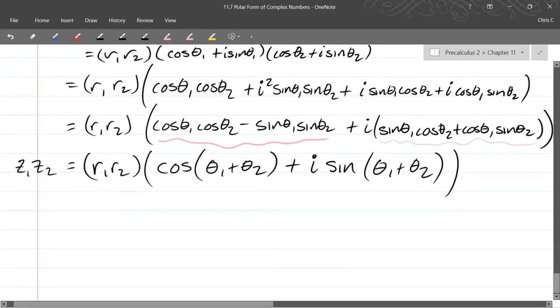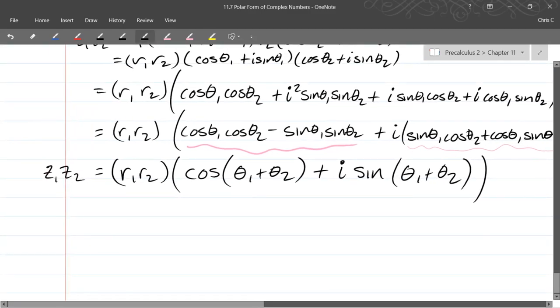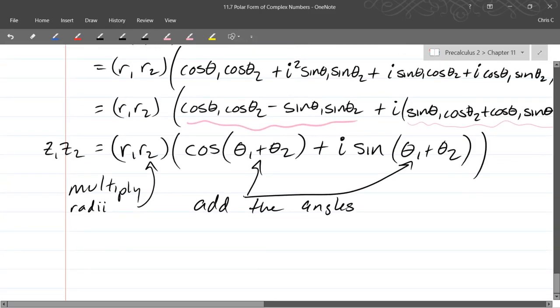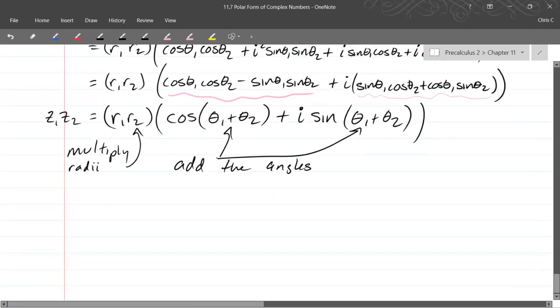So if you look, when you multiply two complex numbers, you multiply their radii and add their angles. So this is the geometric information we get out of here. So you're going to multiply radii. And then over here, both places, you're going to add the angles. So we did all this in standard polar form.